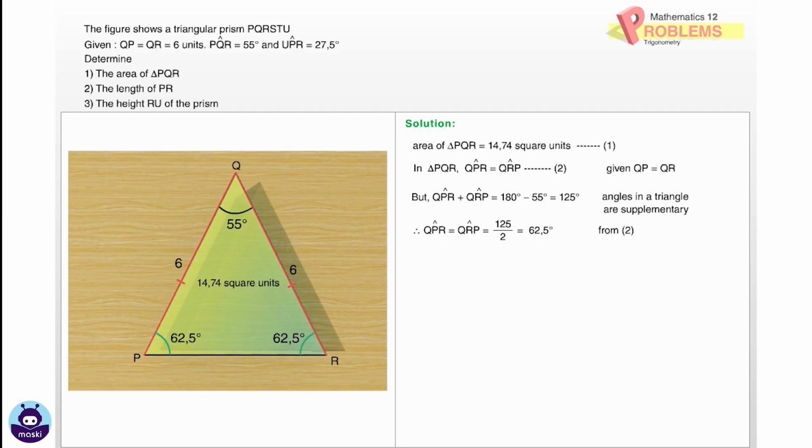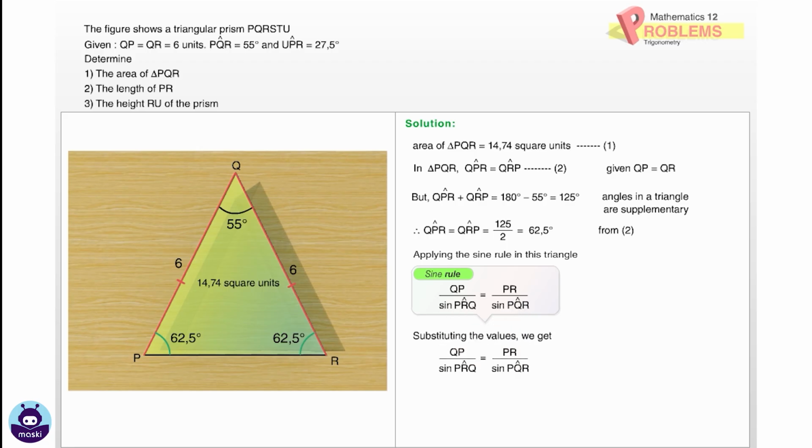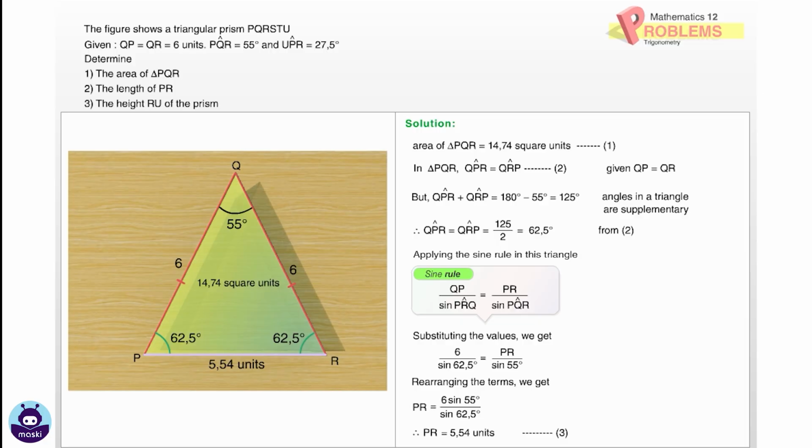Applying the sine rule in this triangle, QP over sine angle PRQ equals PR over sine angle PQR. Substituting the values, we get. Rearranging the terms, we get PR equals 6 sine 55 degrees over sine 62,5 degrees. Therefore, PR equals 5,54 units.